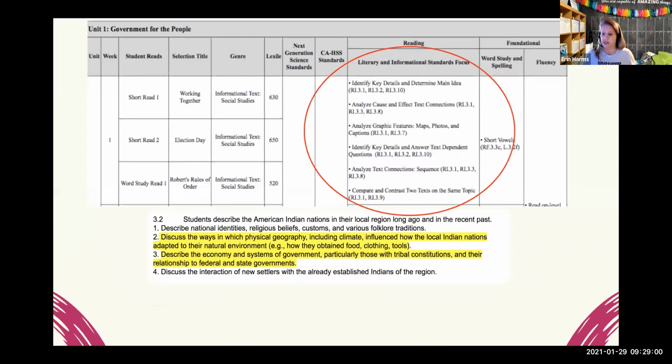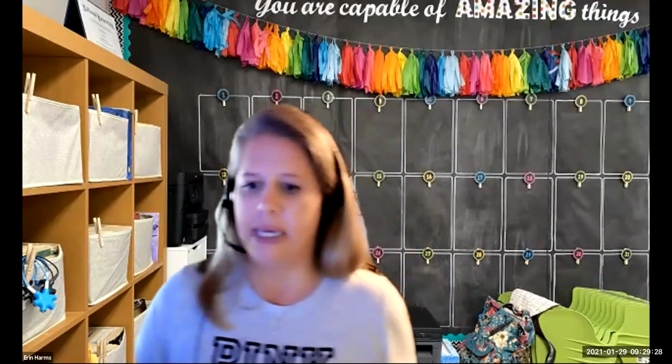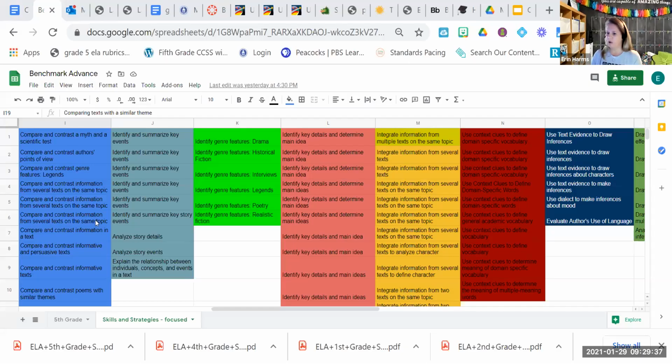This is a great example. This is third grade. These are the literacy and informational standards focus for Benchmark. You can see identifying key details and determining main idea, cause and effect, and compare and contrast in here. Megan and I were looking at the Benchmark skills and strategies and how many times they repeat themselves throughout the units. It's a really fantastic thing to see, because some of them are way more prevalent than others.